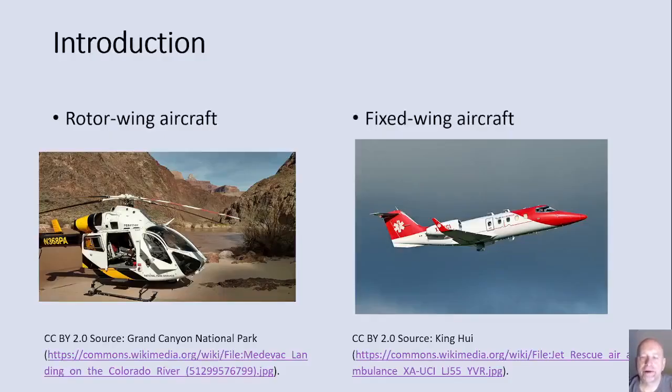So we have two different types of aircraft that are used with air medical transport. A fixed-wing aircraft refers to a jet that can be used for longer distance transports, while rotor-wing aircraft refers to the helicopters that we commonly see used for medevac operations.